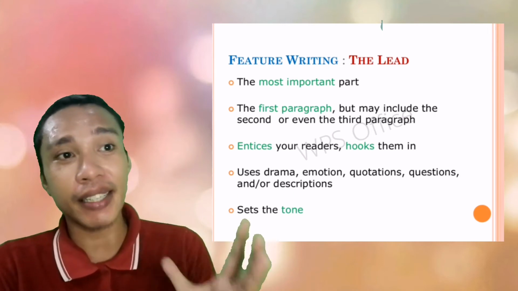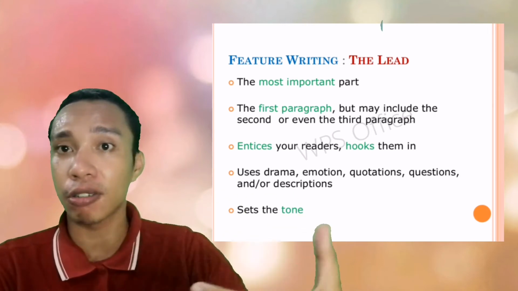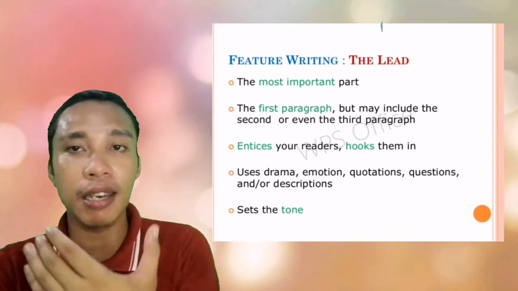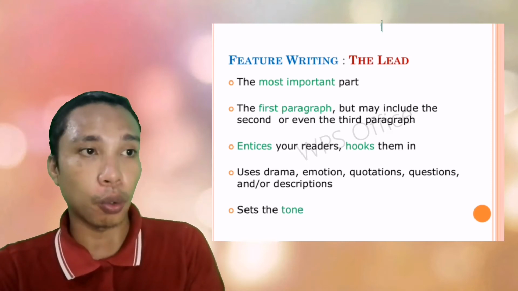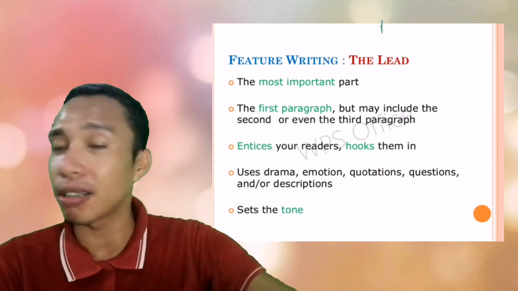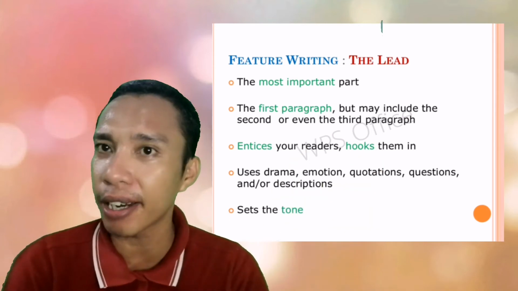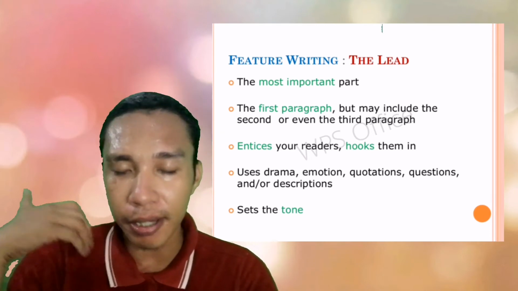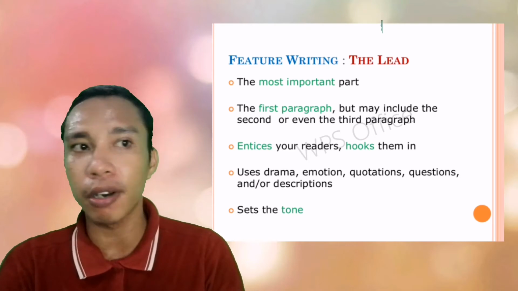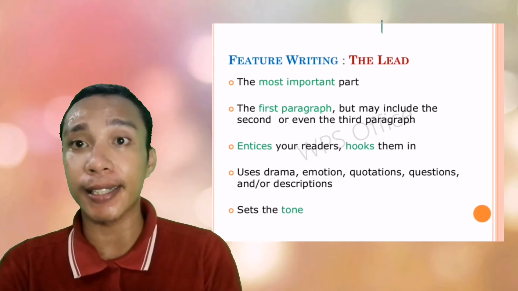Another one, it entices your readers, hooks them in. So you get their attention, you encourage your readers not to stop reading and to be engaged with your feature story. Another one, it uses drama, emotion, quotations, questions, and or description or anything. Like I've said earlier, it's a description type of story. You're describing something because you are presenting the idea to your readers, and basically it sets the tone.